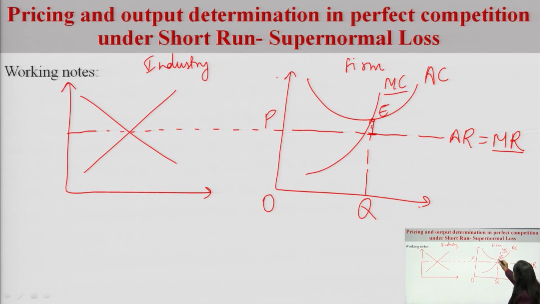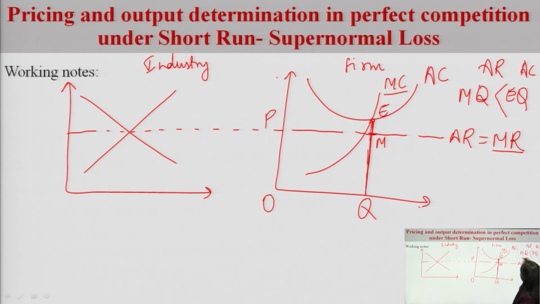Here again we compare the average revenue and average cost. If we denote it by M, average revenue is equal to MQ and average cost is equal to EQ. It means that average cost is higher, which means there is a loss, and this much is the loss for the seller. So, we will say there are supernormal losses for the seller.